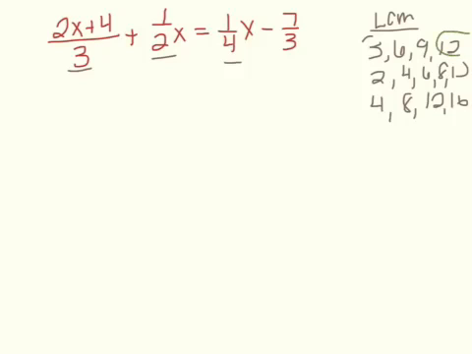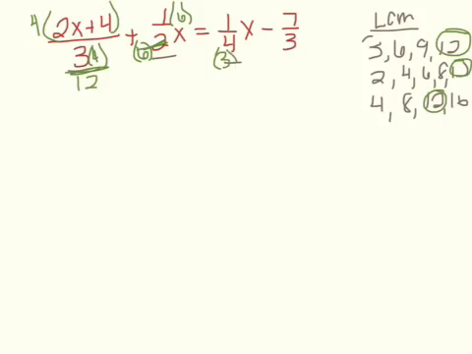Well, it looks like they all have a 12. All right, so 3 times what will give me 12? Well, 3 times 4, so I'll multiply the top and the bottom by 4. Now that this has 12, we're good. 2 times 6, now that this has 12, we're good.